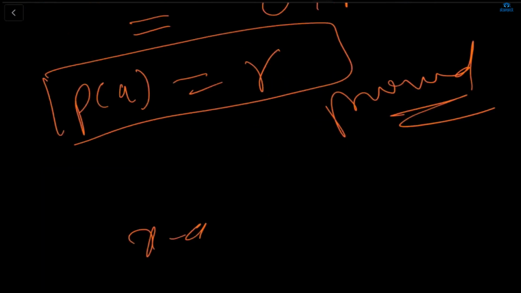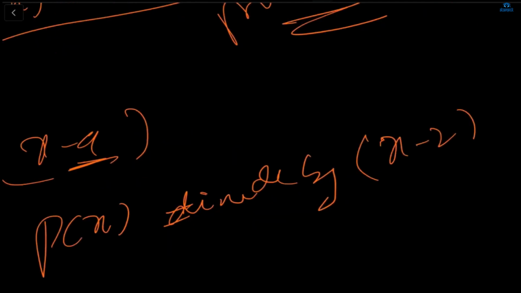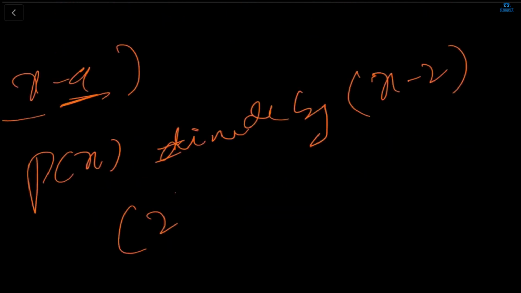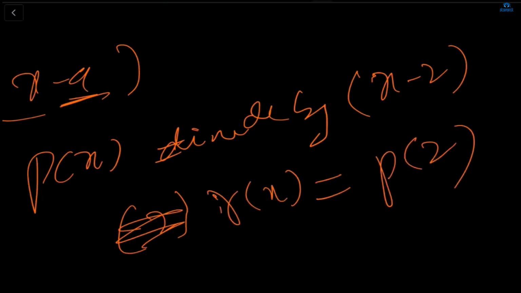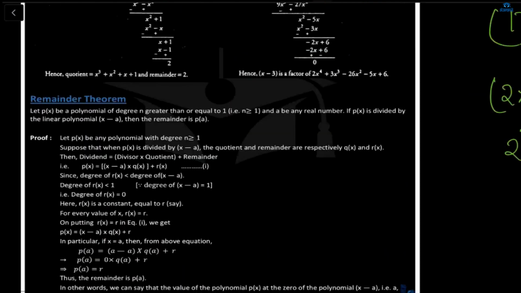So this a can be any number here. For example, if P(x) is divided by x minus 2, the remainder will be P(2). R(x) will be equal to P(2). Understood? Have you understood the remainder theorem? No doubt. Let's see some questions based on this remainder theorem.